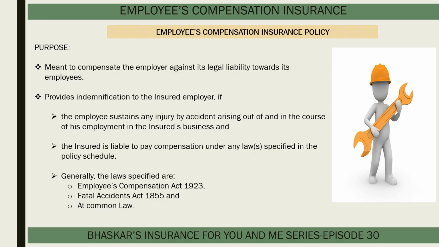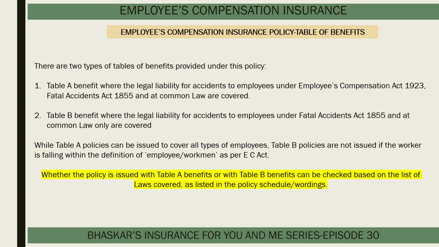Now, what are the different types of benefits that are available under the policy? Traditionally, there are two types of table of benefits provided under this policy. Table A benefit, where the legal liability for accidents to employees under Employees Compensation Act 1923, Fatal Accidents Act 1855, and at common law are covered. The Table B benefit, where the legal liability for accidents to employees under Fatal Accidents Act 1855 and at common law only are covered. That means Table B benefit does not include the compensation under Employee Compensation Act.